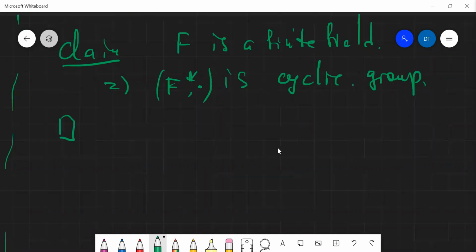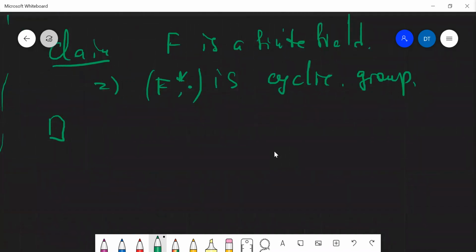Okay. Is the power in relation to what? Oh, to multiplication. Multiplication. When I discuss F star, I'm talking about multiplication. When I discuss F, well, then this is not a group, this is a field. So yeah, here I mean multiplication.